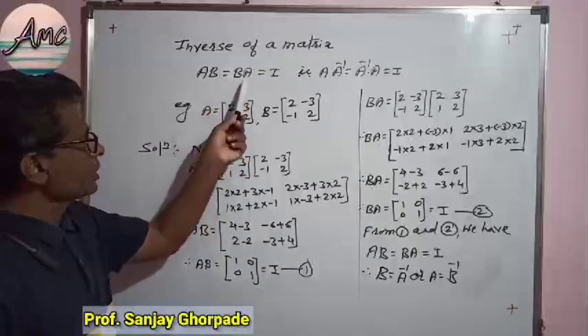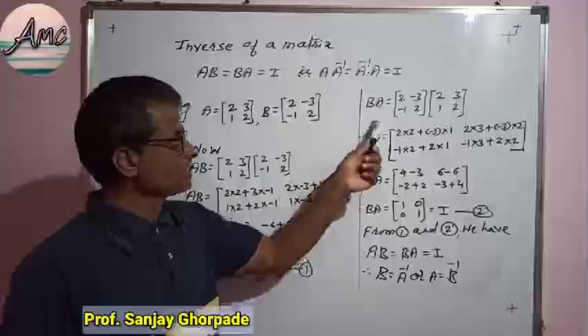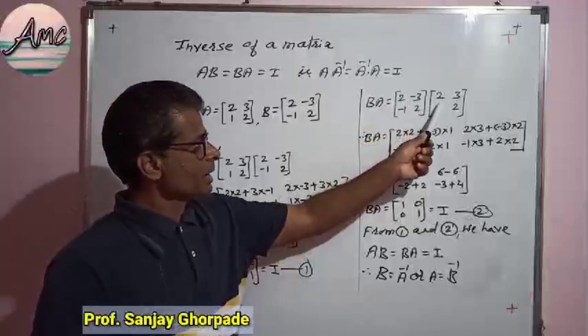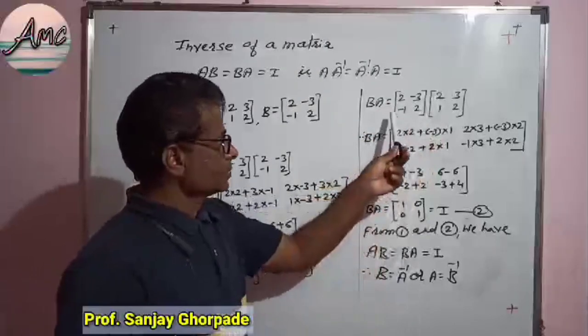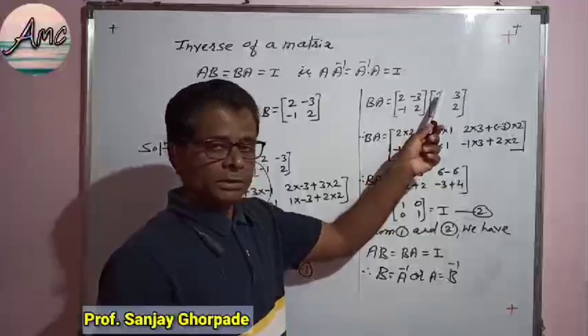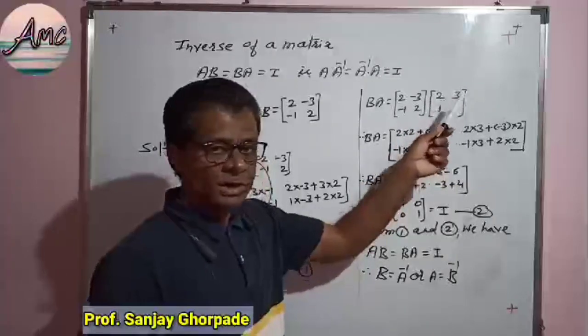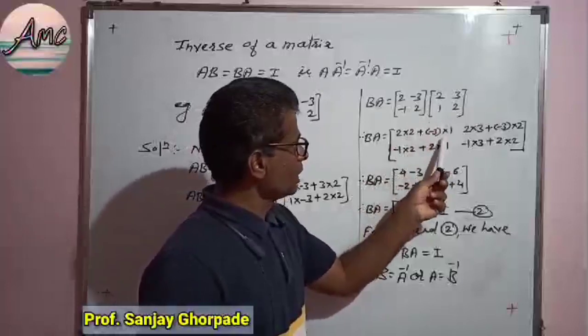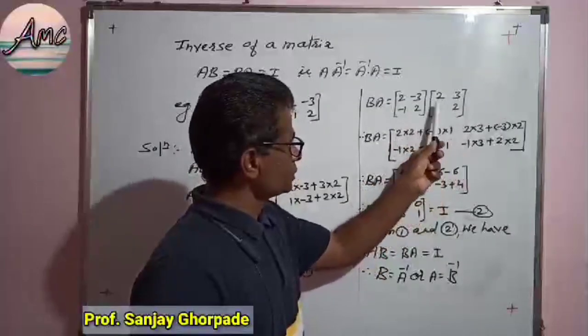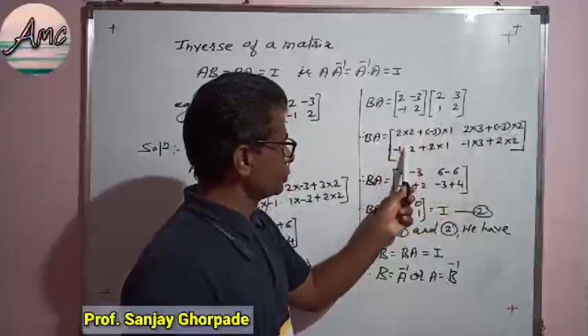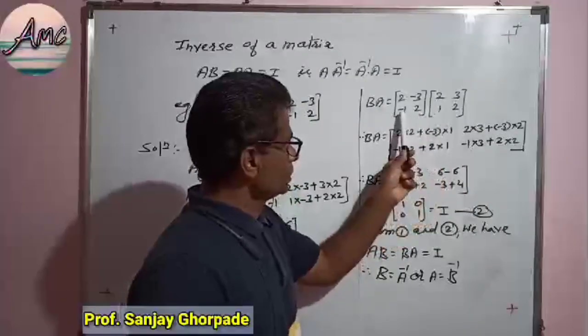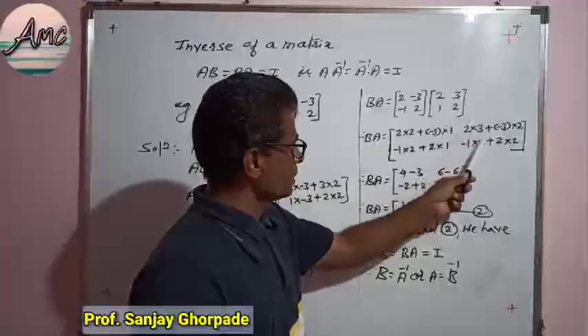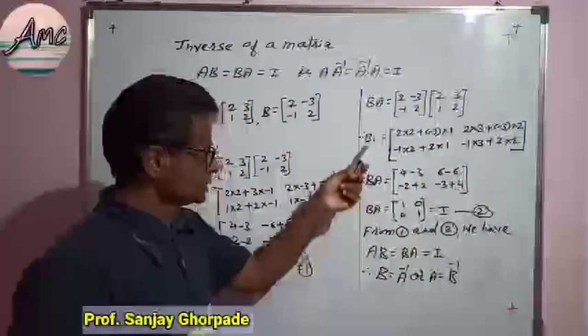Now go for the product BA. BA equal to what? B is 2, minus 3, minus 1, 2. A is 2, 3, 1, 2. Again, the rows of the first matrix are multiplied with the corresponding columns of the second matrix. 2 into 2 plus minus 3 into 1. 2 into 3 plus minus 3 into 2. Minus 1 into 2 plus 2 into 1. So minus 1 into 3 plus 2 into 2. Simplify this.